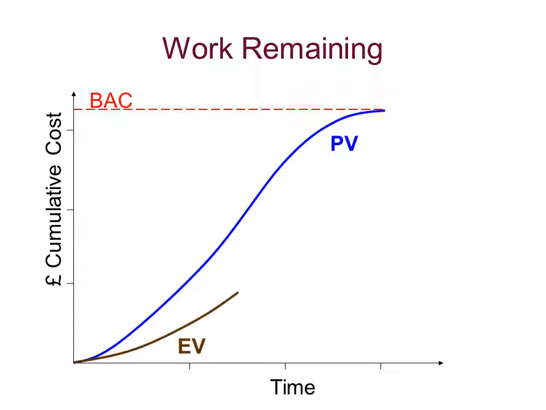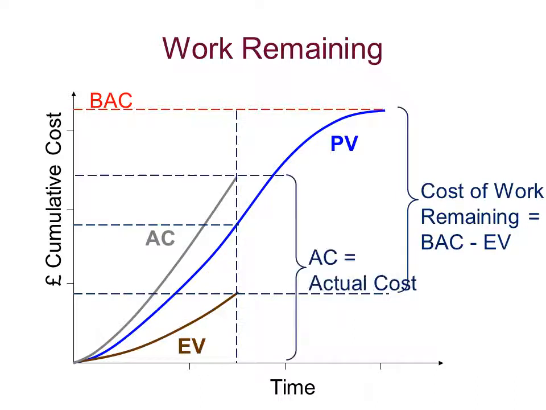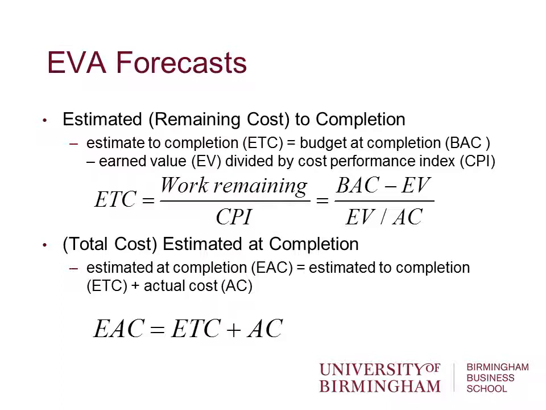So let's do that. There's earned value, there's actual cost. Work remaining is budgeted at completion minus earned value, and then we have the actual cost. So we can put these figures into this formula to work out how much we have to spend to complete the project. So the total cost estimated at completion is going to be the estimate to complete plus actual cost.